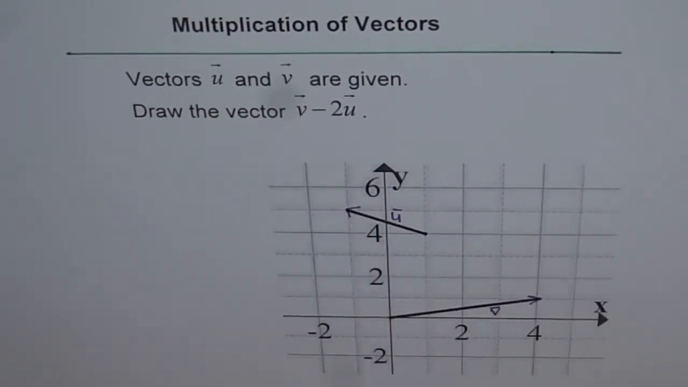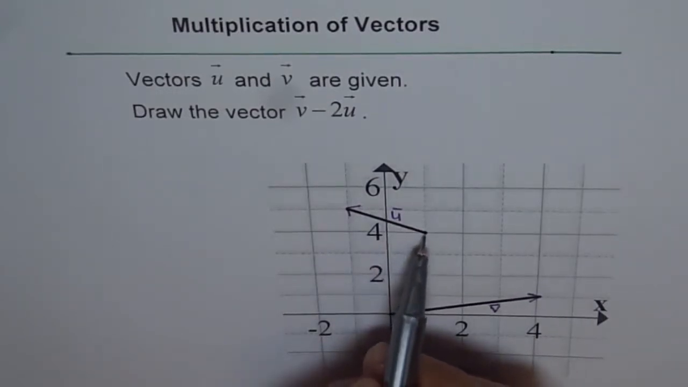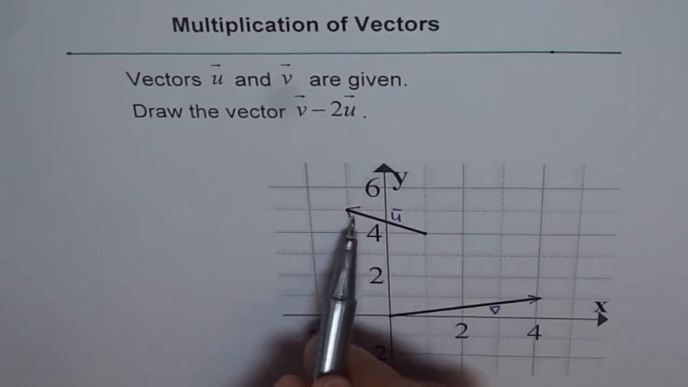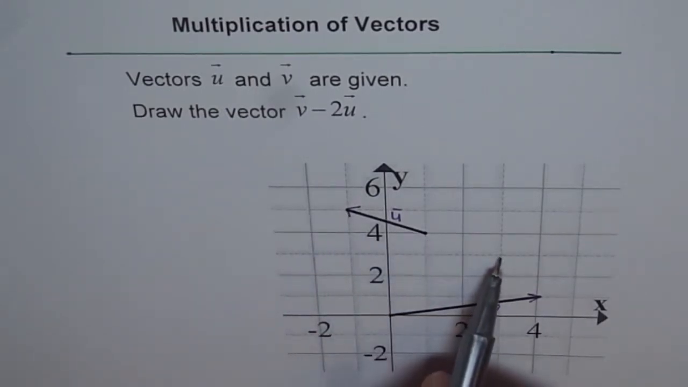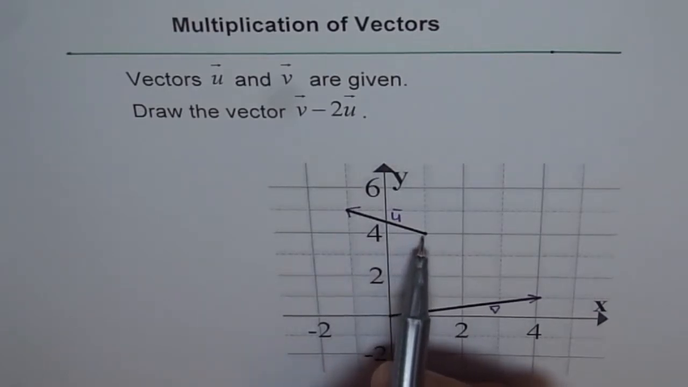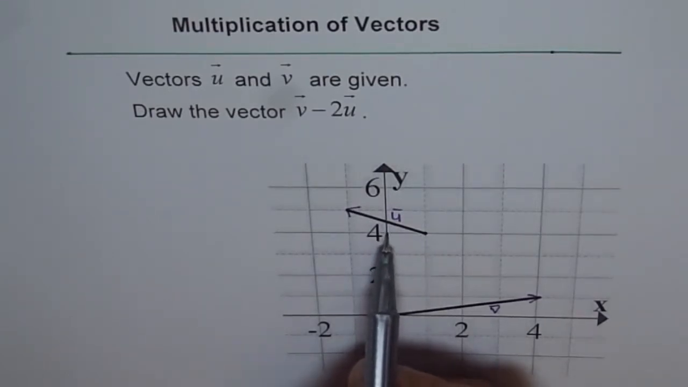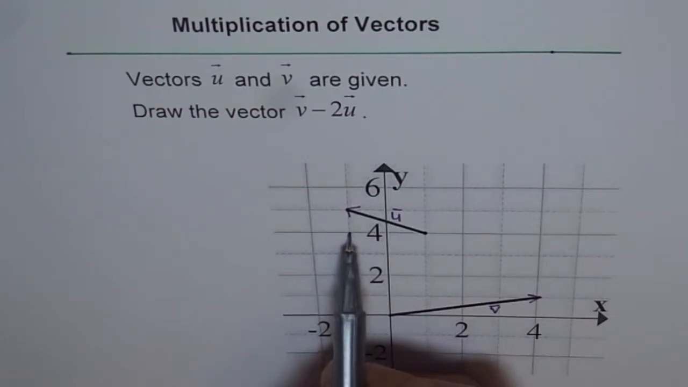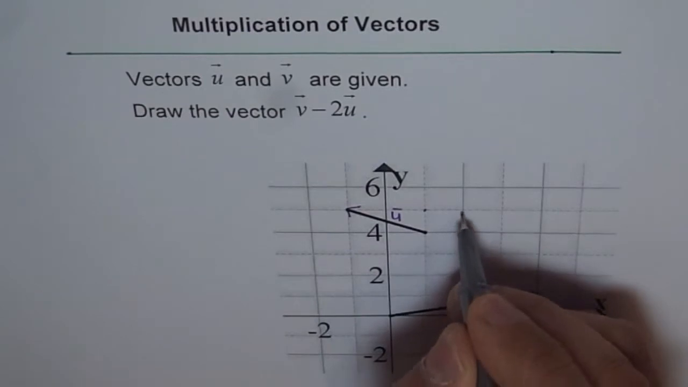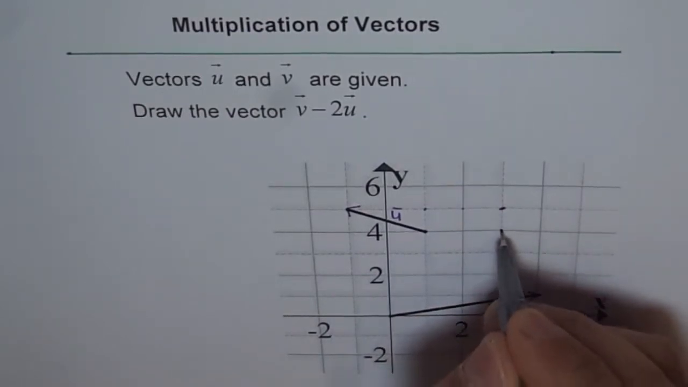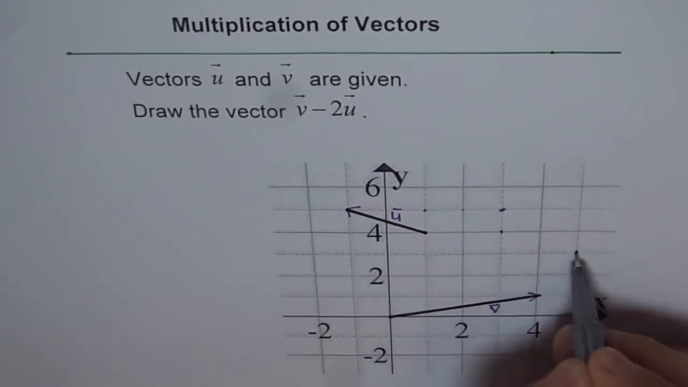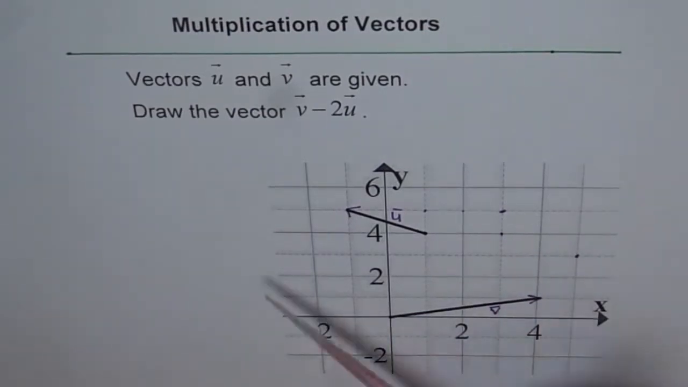So minus 2u means what? U is going in this direction. So minus 2u will be twice the length in the opposite direction. Do you understand? So that means instead of going left 2 units and 1 unit up, we can go right. So from here, let's go right 1, 2, and 1 unit down. That gives minus u. Then again, let's go 2 units and then 1. So that gives you minus 2u.